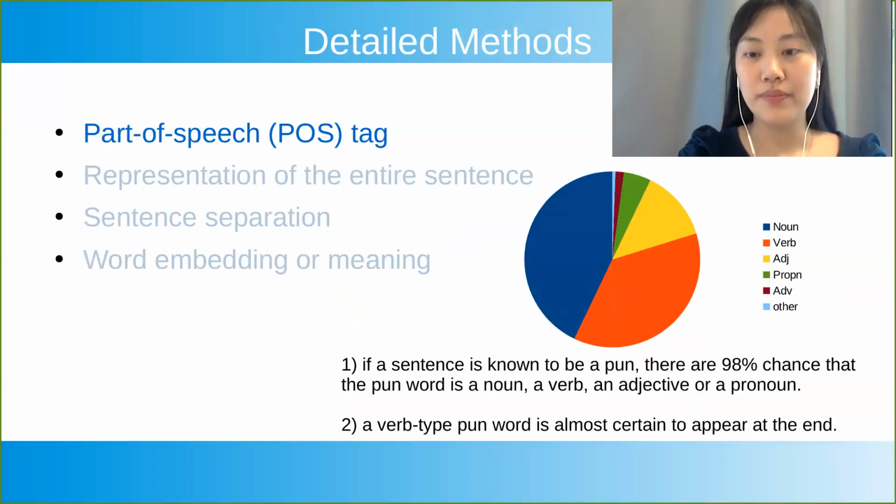To solve this problem, we explore different feature sets as input for logistic regression, and measure their influence in terms of assigned weights. The feature sets could be grouped into four categories. First is part of speech tag. By analyzing the dataset, we found that if a sentence is known to be a pun, there is a 98% chance that the pun word is a noun, a verb, an adjective, or pronoun. Besides, a verb-type pun word is almost certain to appear at the end.